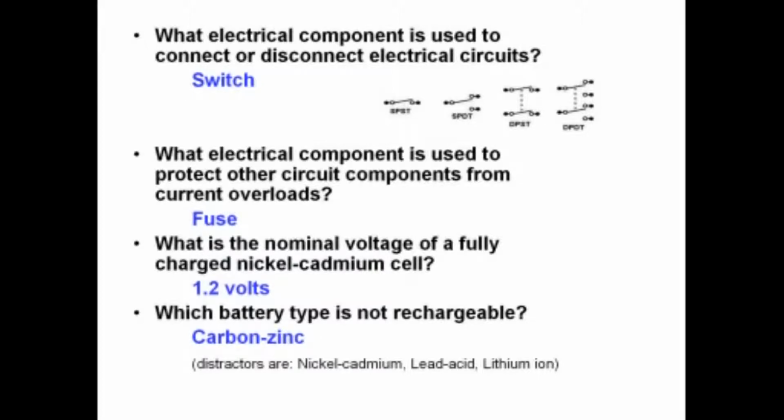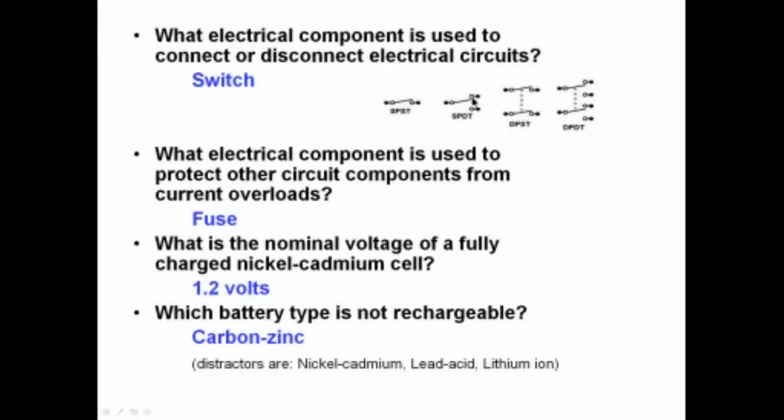What electrical component is used to connect or disconnect electrical circuits? It's called a switch. There are a lot of different flavors of switches. I've shown you 4 of them here. This one is called a single pole single throw, and your current flows through here. When that's away from this contact, no current flows. When it's touching this contact, current flows through it. So this is basically just an on and off switch. It's called single pole, single throw, or SPST.